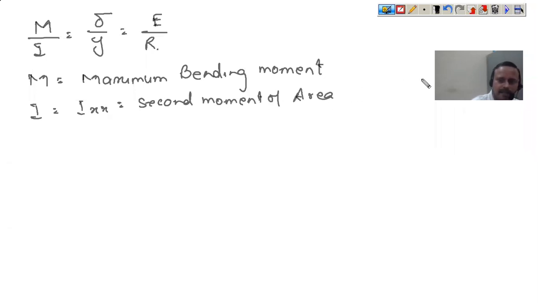Now, why is it Ixx? Because if this is a beam and this is your centroidal axis and the load is acting like this, then this is your x axis. So the axis taken for cross sectional area and the axis taken for second moment of area is that axis which is perpendicular to the direction of load. So if it is perpendicular to the direction of load, it will be Ixx.